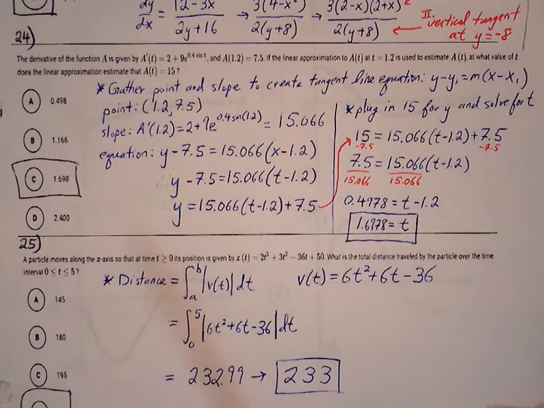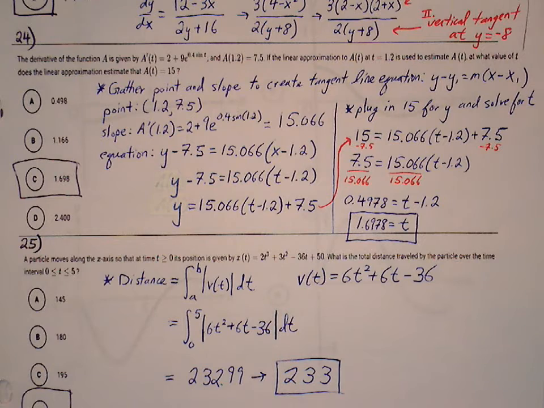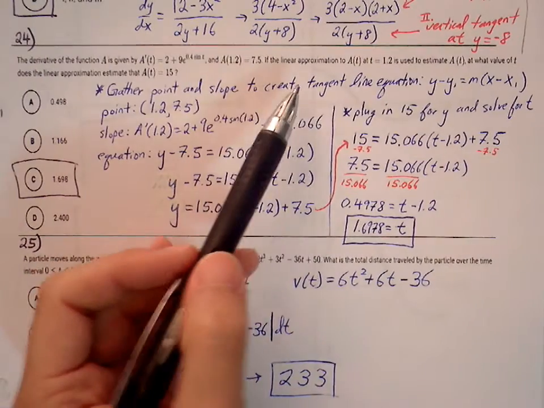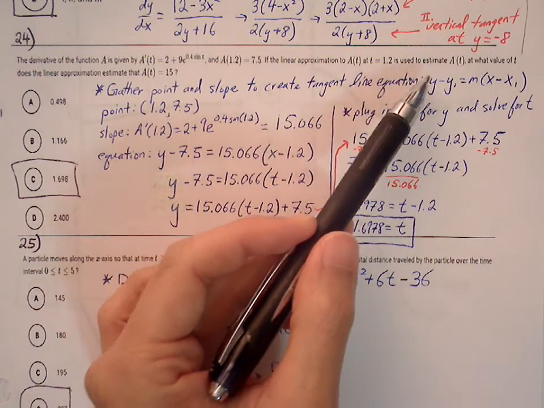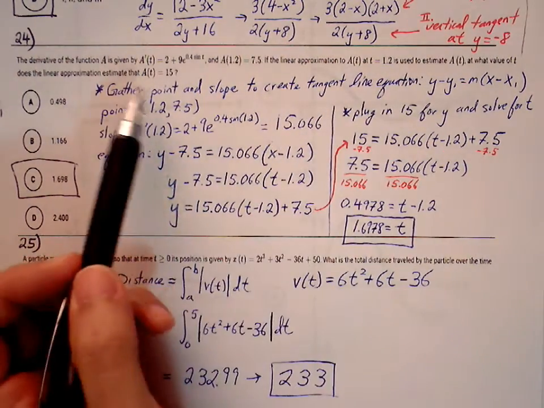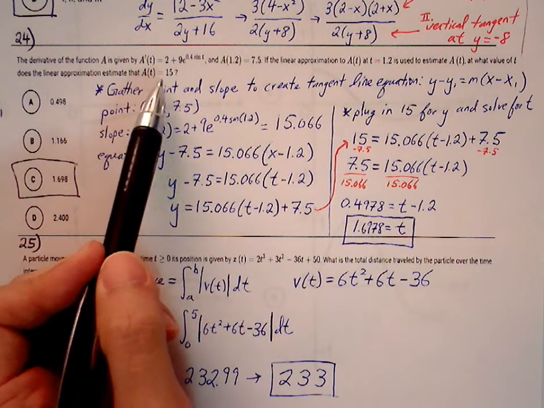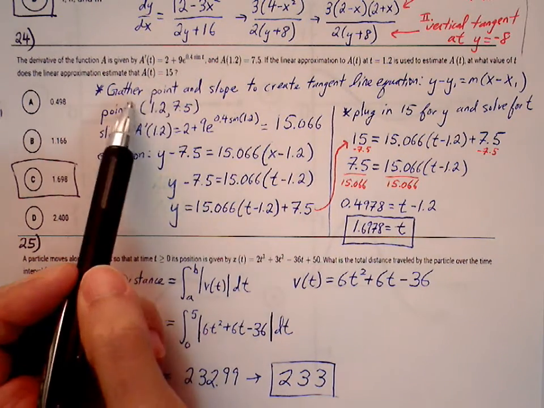All right, 24. We have the derivative of function a given, which is a prime, A of 1.2 is 7.5. If the linear approximation of A of t at 1.2 is equal to 1.2, use it to estimate A of t. At what value of t is there a linear approximation that estimates that A of t equals 15?